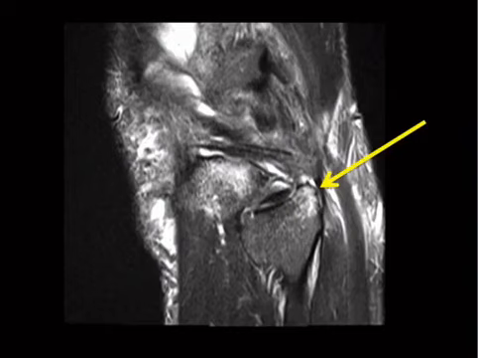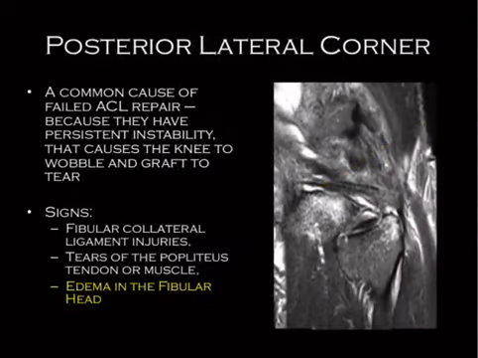So in the setting of a torn ACL, edema in the fibular head, think posterior lateral corner. And it only matters basically because if you've got instability there, it's going to mess your graft up and you're going to have early failure.